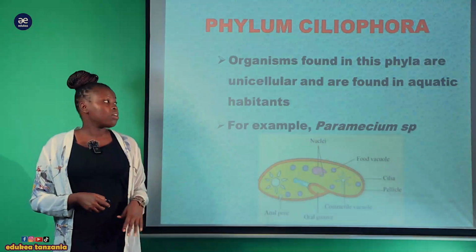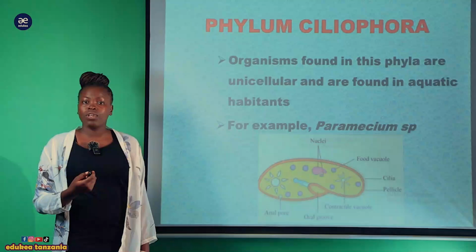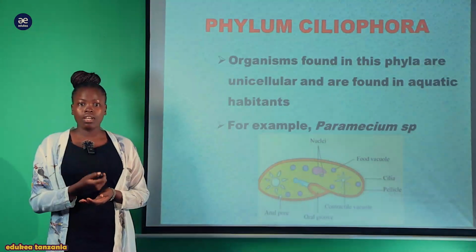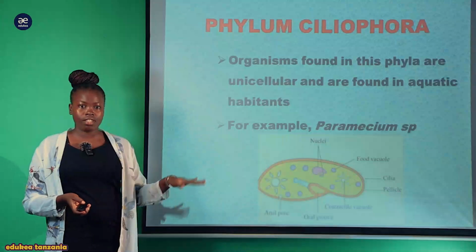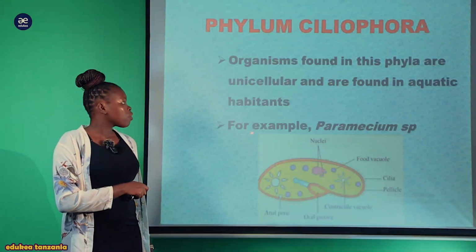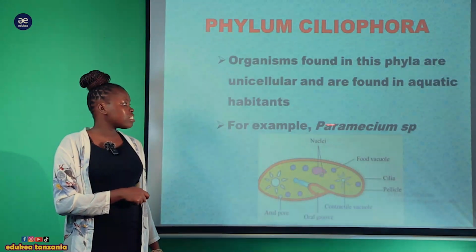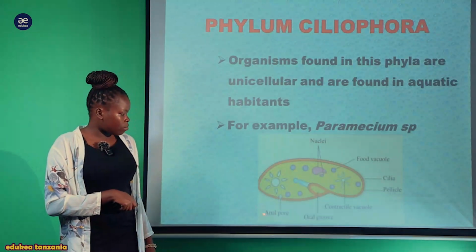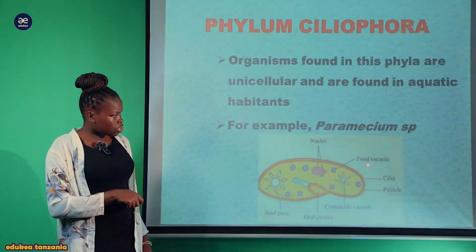Unicellular, I've already said, that means the organisms which are made up of a single cell. Example, bacteria, virus. Now, for example of the Coleophora is Paramecium. This is an example of the Paramecium. When you see the Paramecium, it has small hair-like structures. These are known as cilia.